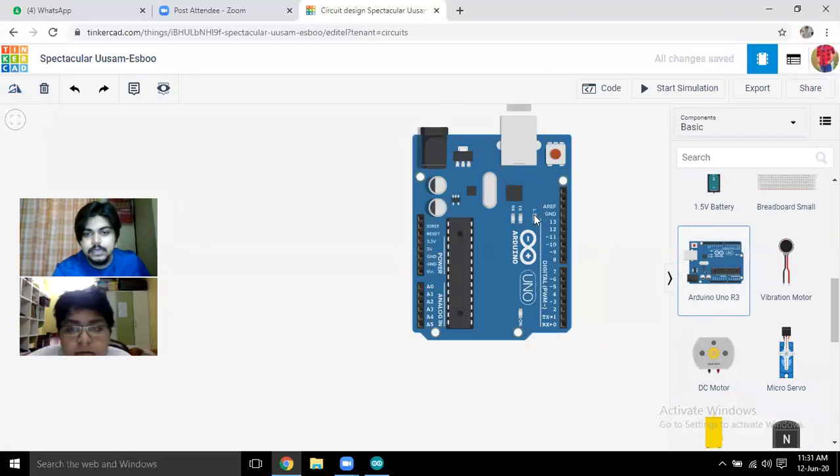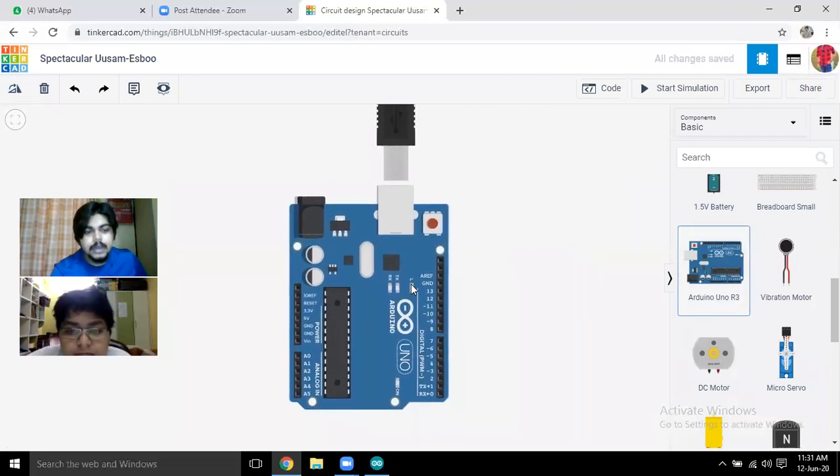Now let me tilt it a bit. Now I guess you can see that some writings are over here. See, power is written in this section. In this section, you will get all the pins which are required to provide power to the devices that we will connect to the Arduino.